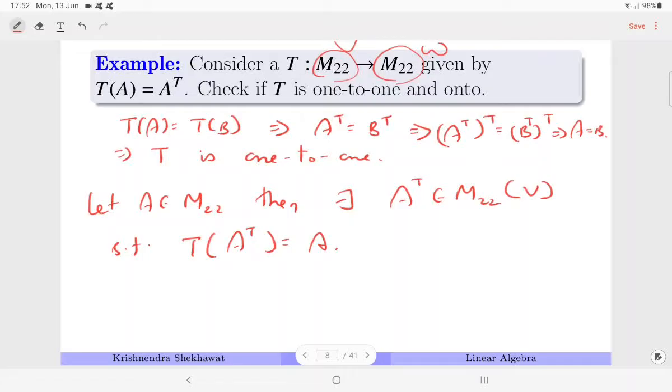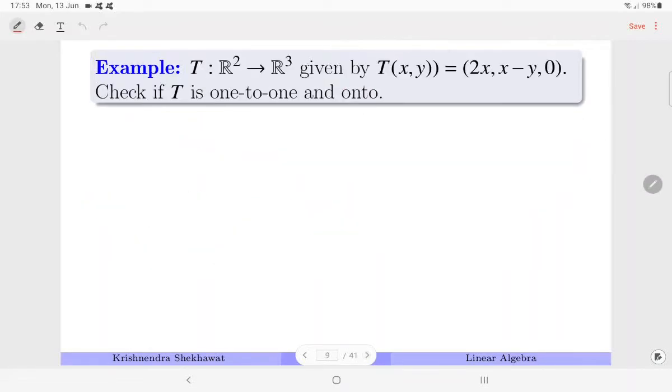It means that whatever vector you take in W, which is M22, there always exists a vector. We have shown that we need to find this vector. So there exists a vector in V, which is M22, such that T of v is equal to w, T of A transpose is equal to A. And hence it is 1-1 and onto.